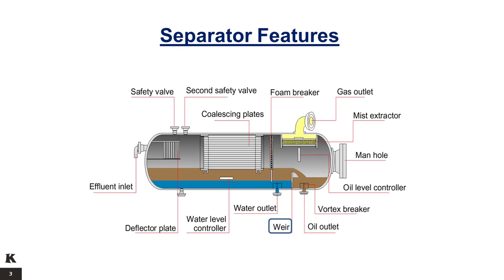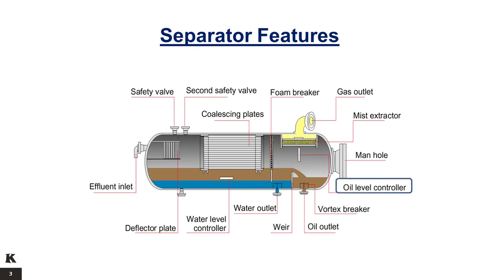Weir. If the level of the water is controlled, a weir placed in the bottom of the vessel will allow only oil to overflow and spill into the oil compartment. Vortex breaker. Oil and water pass through vortex breakers on the outlets to prevent gas flowing out these lines.